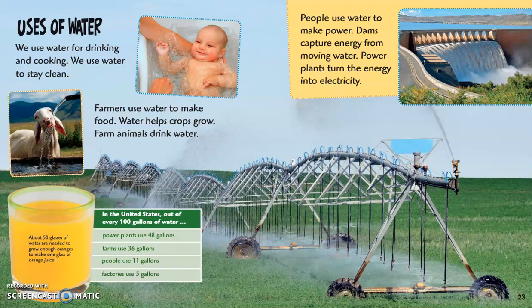People use water to make power. Dams capture energy from moving water. Power plants turn the energy into electricity.